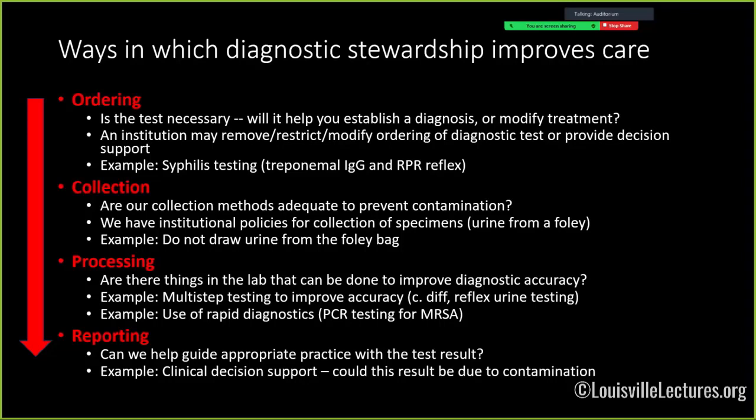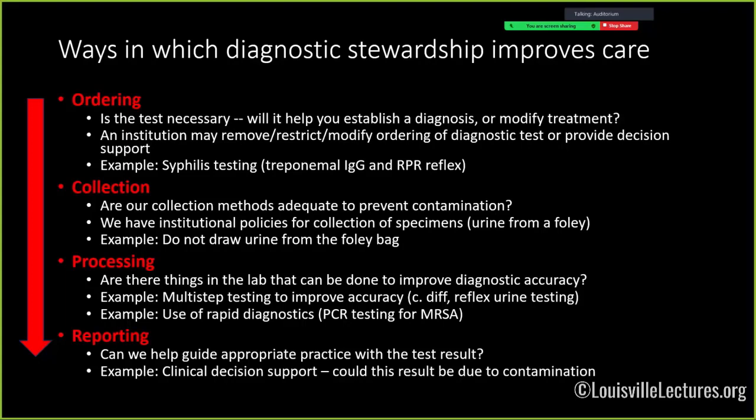Same thing with our urine testing algorithm, right? You have to have some type of pyuria or other abnormality before you move on to culture. But we also can think about use of rapid diagnostics. So when we get our blood culture results and it's PCR positive for mecA, suggesting that there's MRSA there, that gets me to a point where I can de-escalate therapy and target therapy quicker than if I had to wait for the culture for 48 to 72 hours.